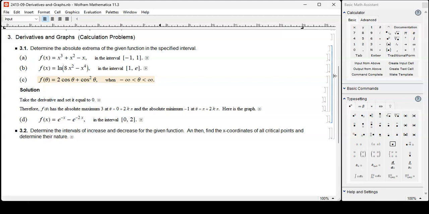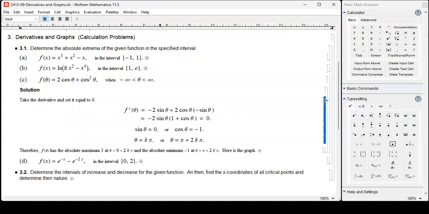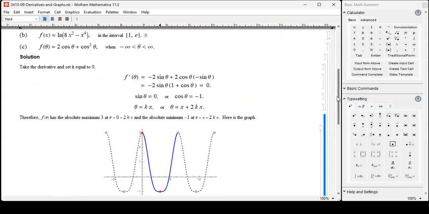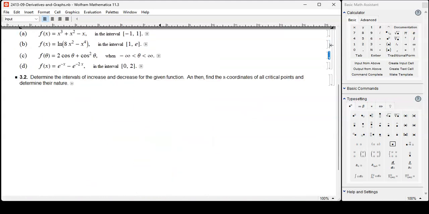Just take the derivative and set it equal to 0. By chain rule, we have this negative sign, and then just work out. Factor out, and then you're going to get sine of theta is 0, cosine of theta is negative 1. Either way, you're going to get the multiples of pi, k pi. So plug in and do your computation. Biggest is your maximum, smallest your minimum.